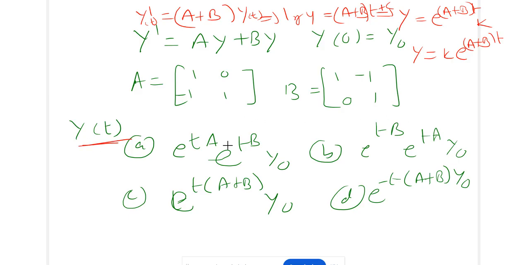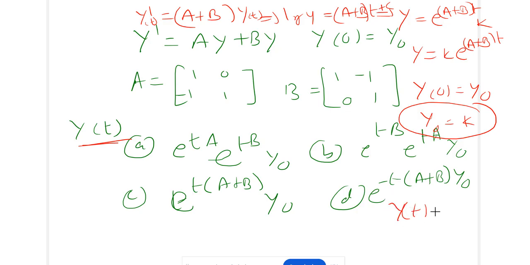So which one is the correct one? Suppose the initial condition is y of 0 equal to y naught. Then k becomes y naught, since at t equal to 0, y naught equal to k times e power 0, which is 1. So y of t equal to e power (A plus B) t into y naught. This is the option, so option C is the correct one.